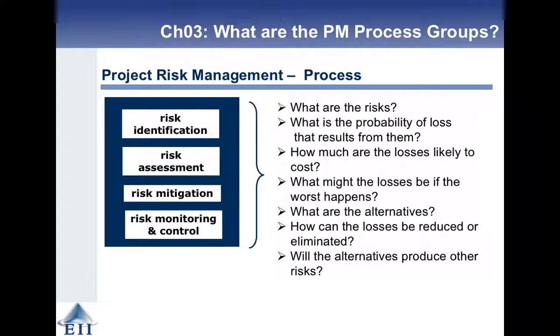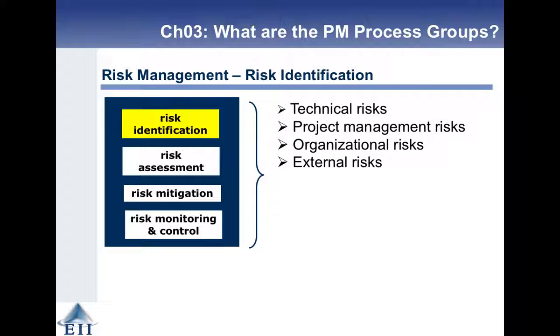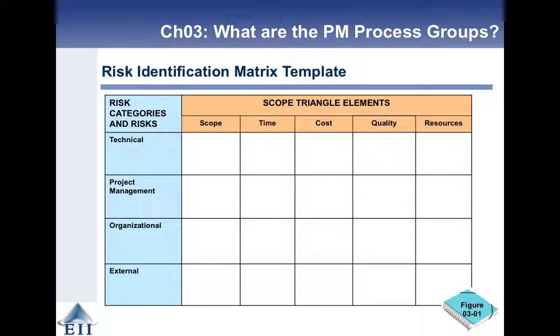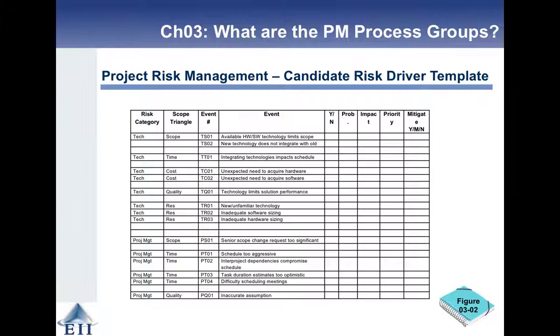So risks, the risk project, risk management has identification, assessment, mitigation, and monitoring and control, and it aims to answer all of those questions about risks. So there's different sorts of risks: technical, project management, organizational, or external. And here's a way to quantify which aspects of the scope triangle they hit. And here's a risk driver template which says various things about the risks and how we're going to deal with them.